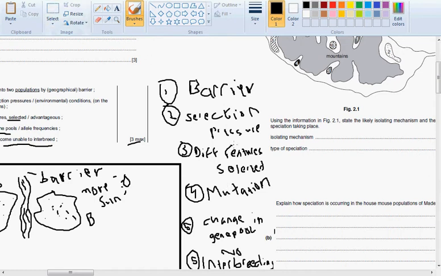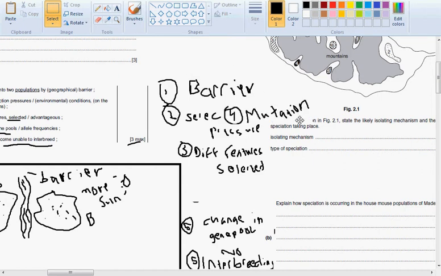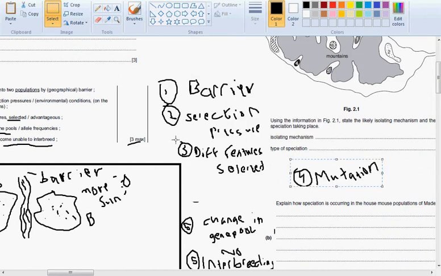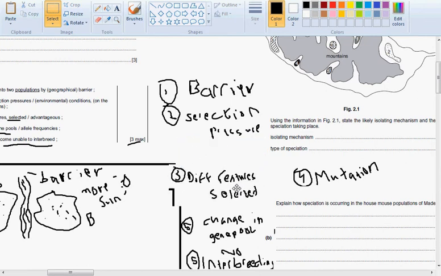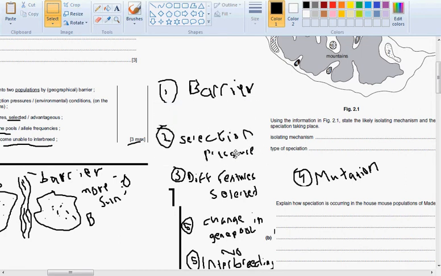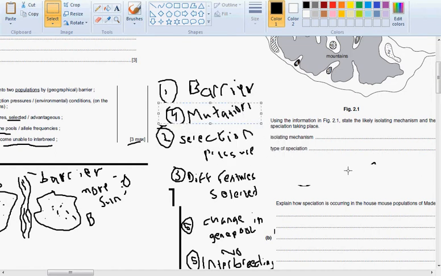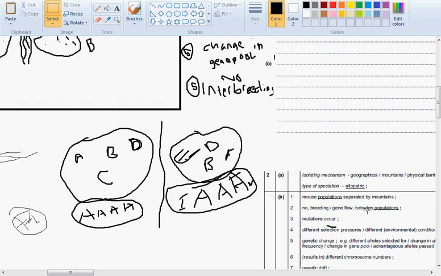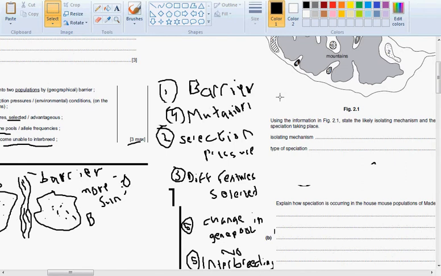But then, what you have to understand is, maybe mutation won't be here. Mutation should be the second one in the list, and this one should come here, right? And this one, selection pressure, should come here. Mutation should come here. Is that what they want? No breeding, gene flow, mutations occur. So there is change in gene pool, mutation.